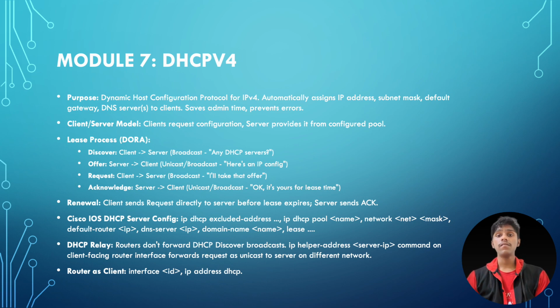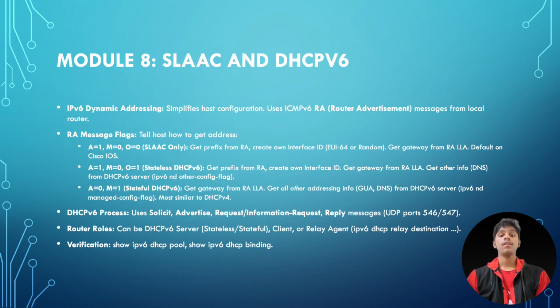Sometimes the DHCP server is on a different network than the clients. Since the router blocks the initial discovery broadcast, we configure the DHCP relay agent using the ip helper-address command on the router interface facing the clients. The router can also be configured as a DHCP client itself, useful for getting an IP address from an ISP. So all this is covered in module 7, giving the whole concept of DHCP version 4.